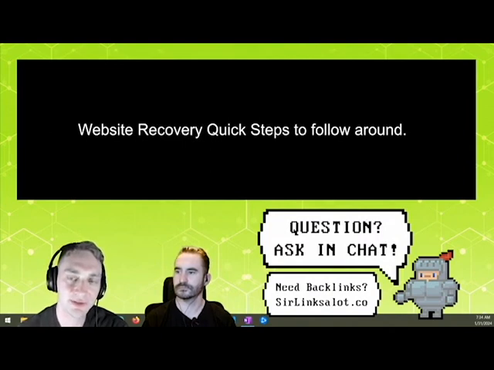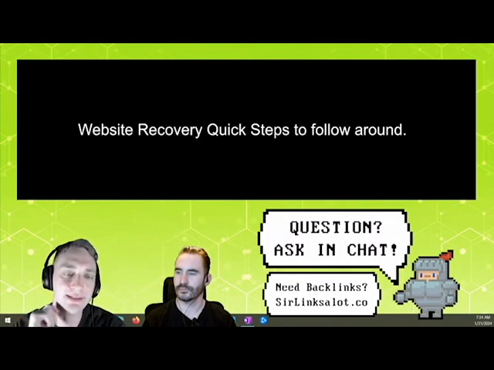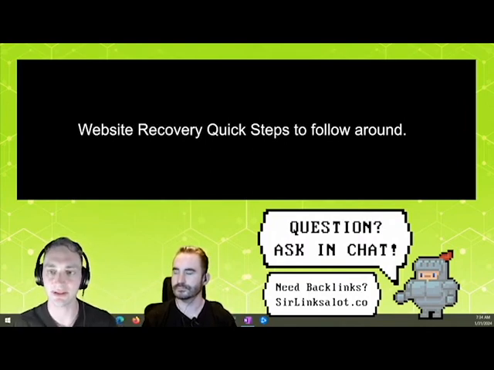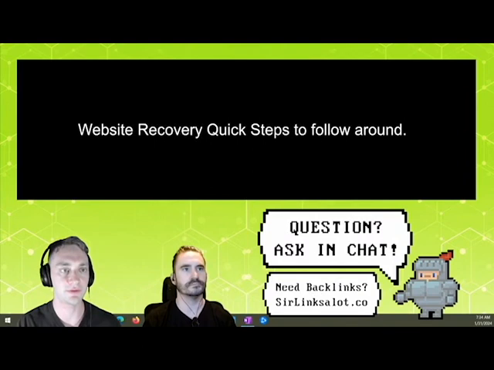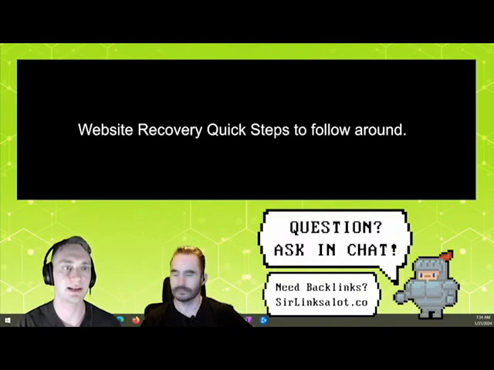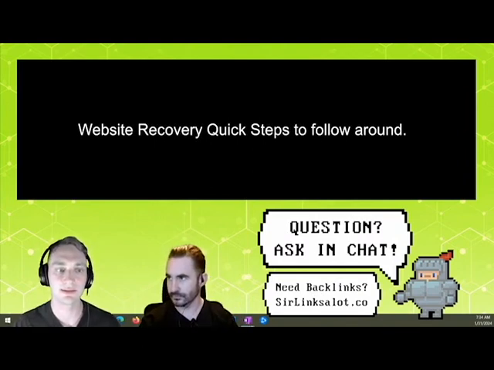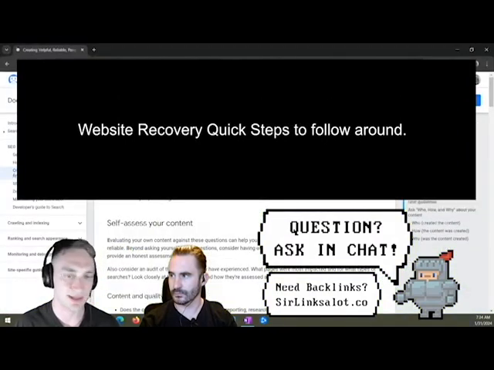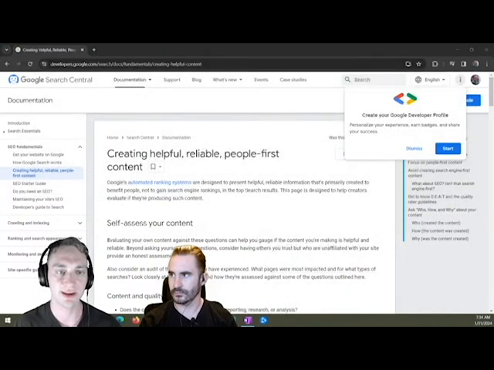And then I feel like what most people are having problems with right now is helpful content or EAT-related stuff. These are big topics, so we're not really going to be able to go over everything in the questions, but what you can do is pull up Google's helpful content guidelines, which I'm showing here.